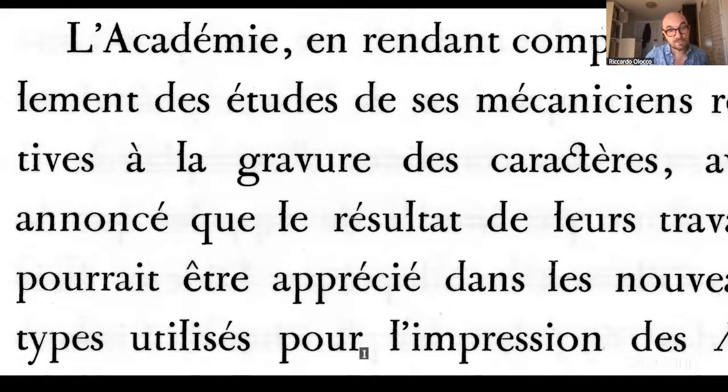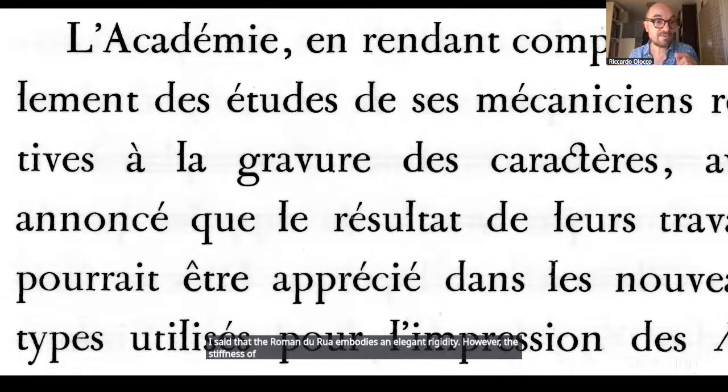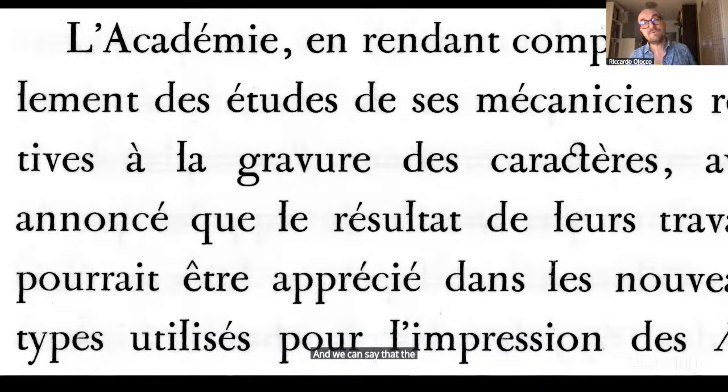I said that the Romain du Roi embodies an elegant rigidity. However, the stiffness of the design is tempered by the smooth calligraphic quality of the curves. And we can say that the Romain du Roi is the first type to incorporate both the grace of the letters of the calligraphic masters of the 1600s, and also the precision of the fine lines and of the fluid curves of the copperplate engraver.